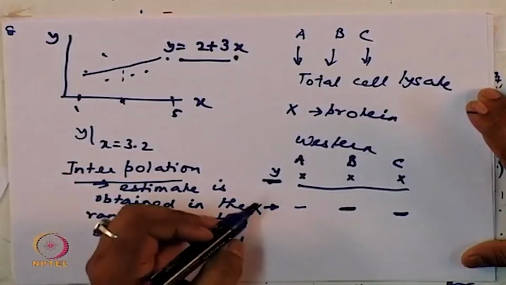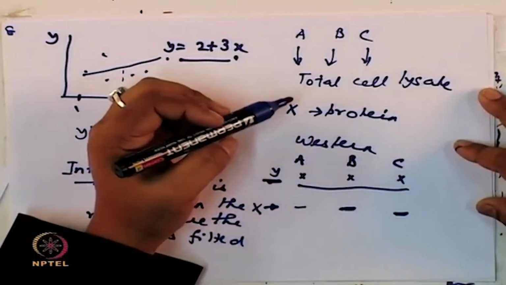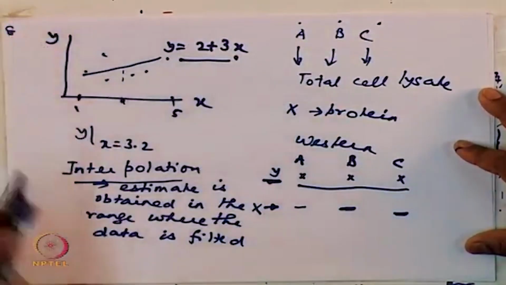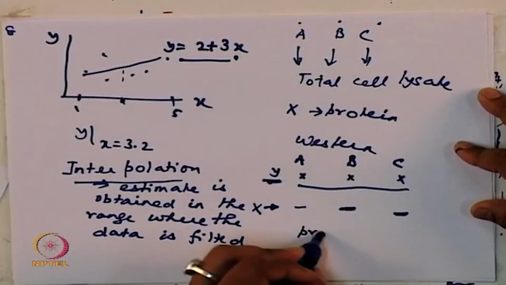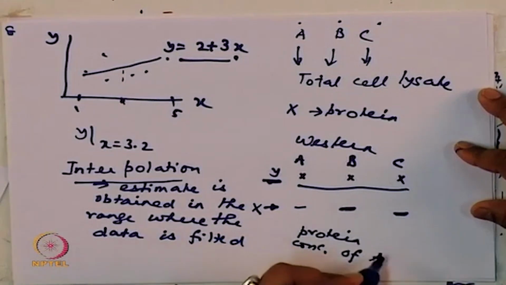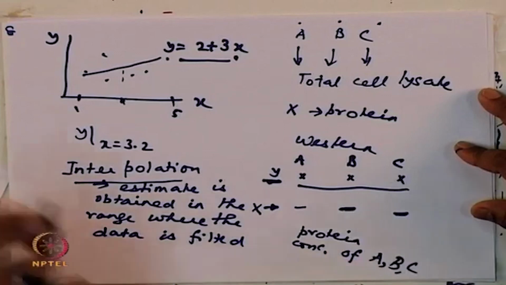Okay. So, which means that you want to know what is the protein concentration of each of the samples A, B, and C. So, the question to begin with, you want to estimate the protein concentrations of A, B, and C. Okay. So, how do you do it?